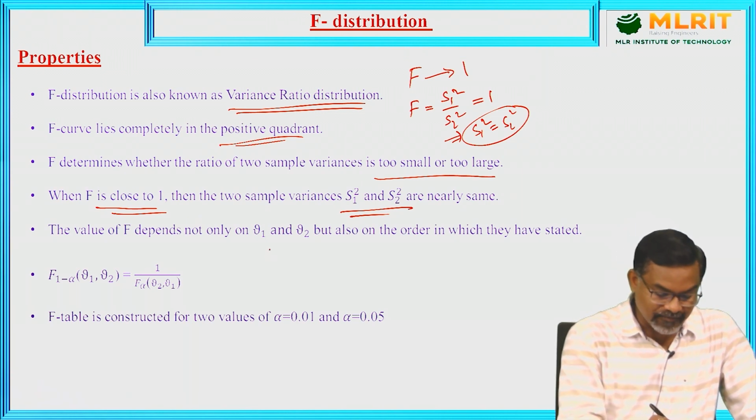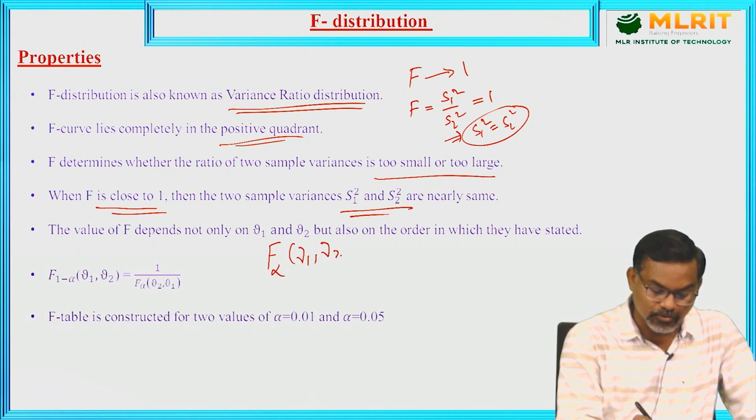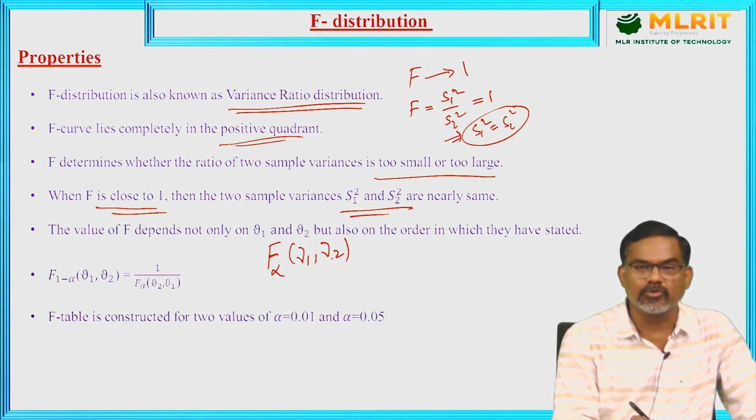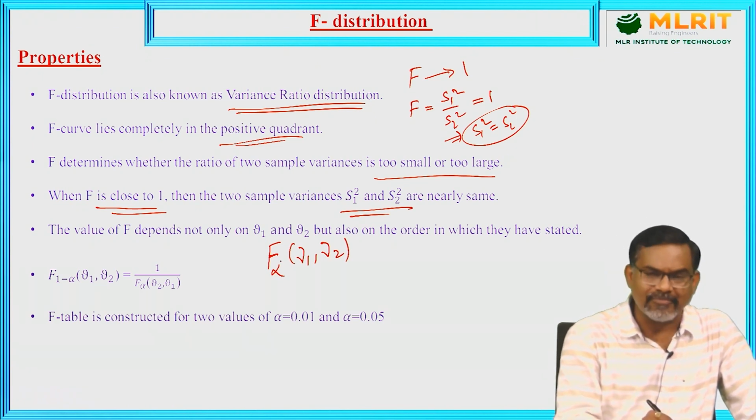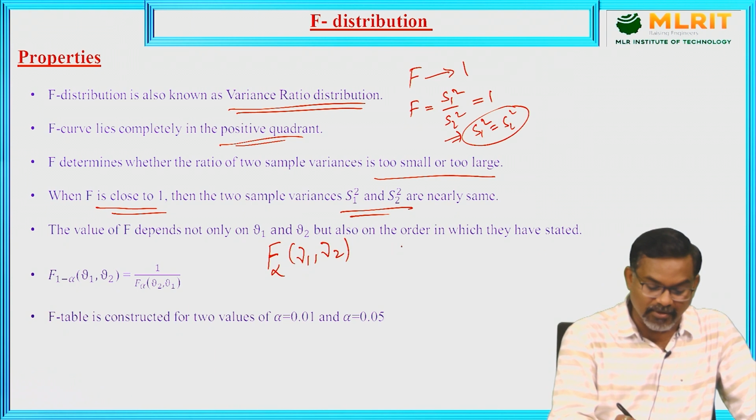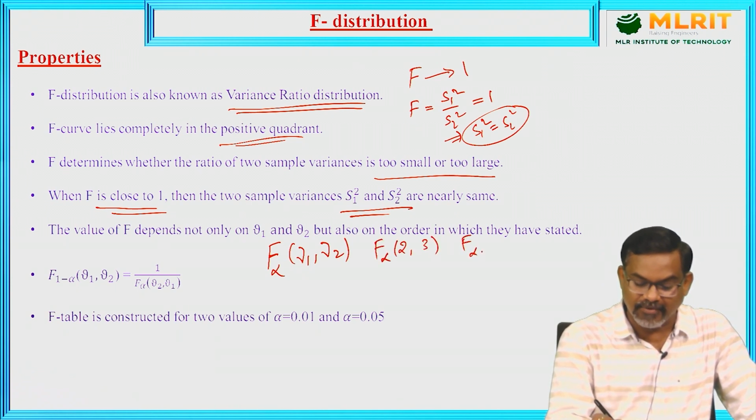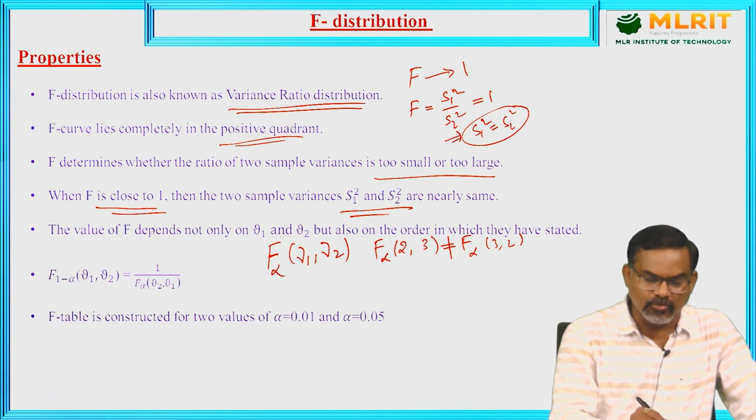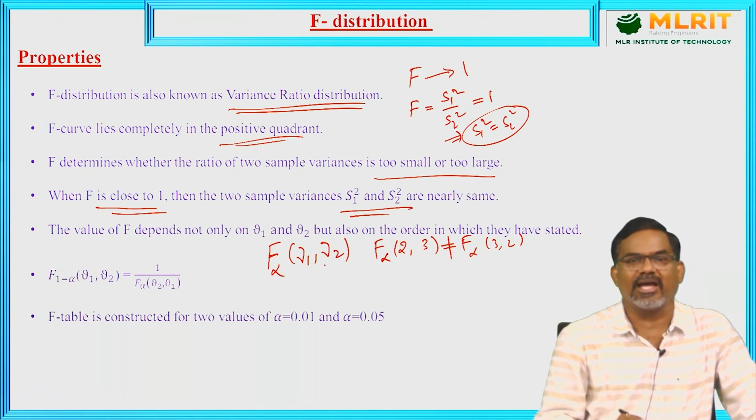And also here, we denote the F value as F alpha nu 1 comma nu 2. Here F is the value of F, alpha is the area, nu 1 and nu 2 are degrees of freedom, and the F value depends not only on nu 1 and nu 2 but also on the order in which they are stated. That means, for example, if 2 comma 3 is given, then F alpha 2 comma 3 and F alpha 3 comma 2 are not the same. So, F depends on the order also.